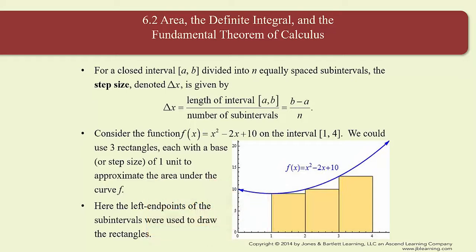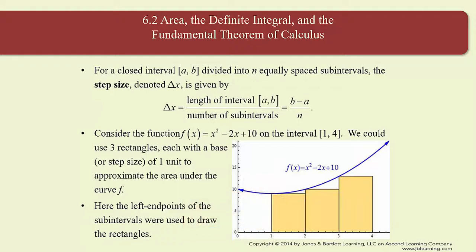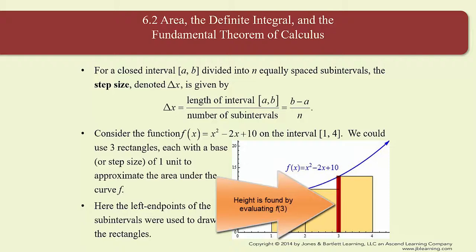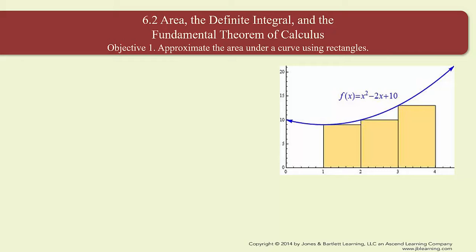When you look at the second rectangle, its base is going from 2 to 3, that's a base of 1. Notice the height of that rectangle. That would be found by evaluating the function at 2. And then the third rectangle, the base is from 3 to 4, which has a base of 1. The height of that third rectangle would be found by evaluating the function at 3. So there's the graph again, one more time.